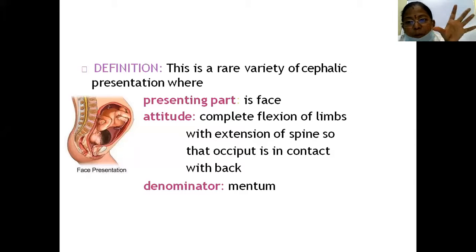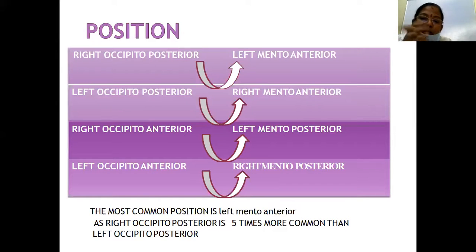When there is some problem during labor or before labor for the baby's head to get completely flexed, the normal flexion attitude, then it results in face presentation. As we know, for occipito-anterior there are 4 positions. For face also there are 4 positions. Normally, right occipito-posterior position is common. When there is complete extension, it turns into left mento-anterior. So there are 4 positions.